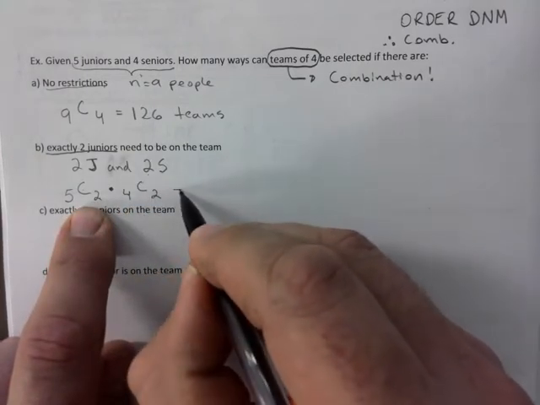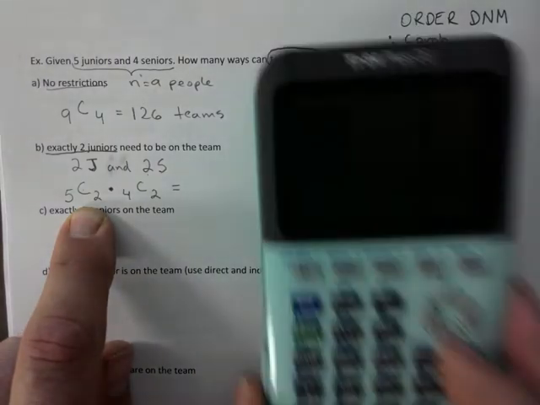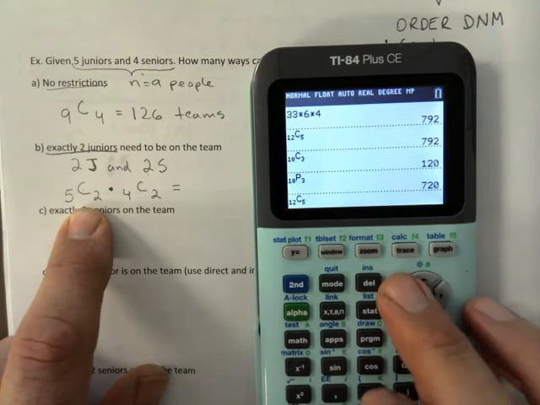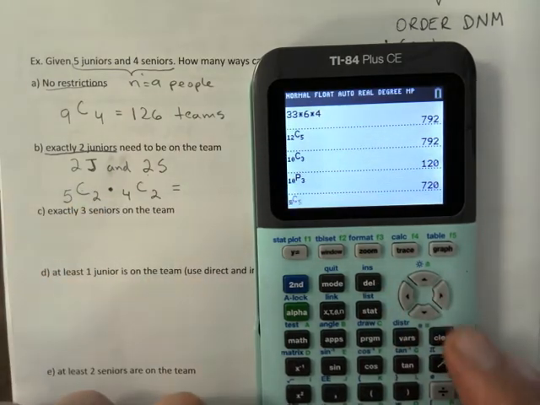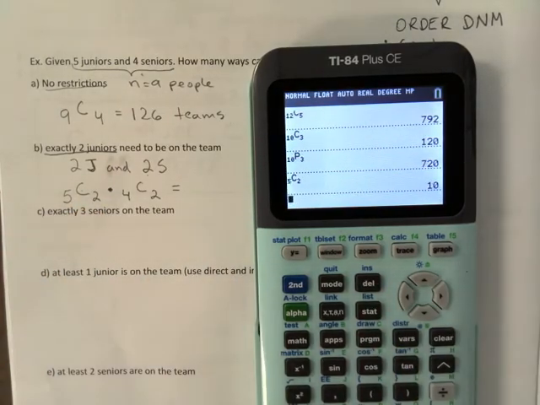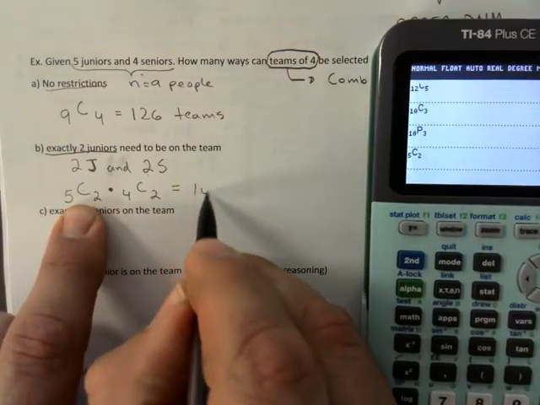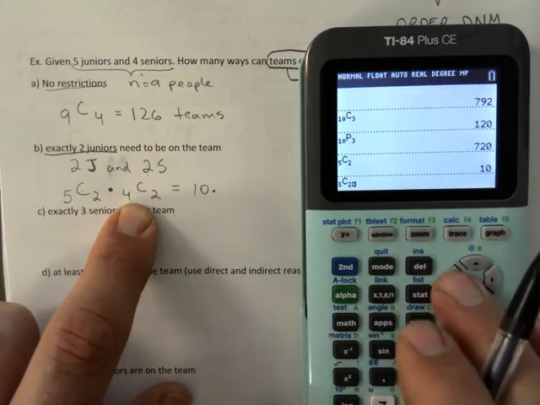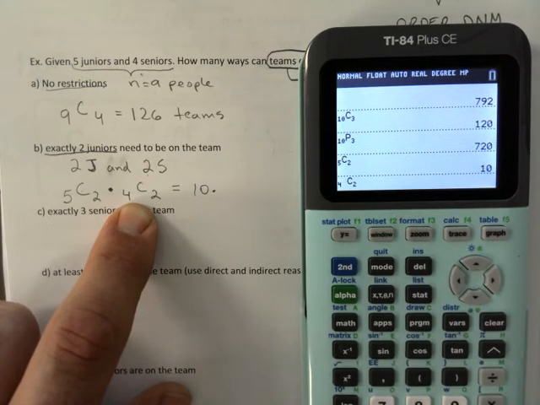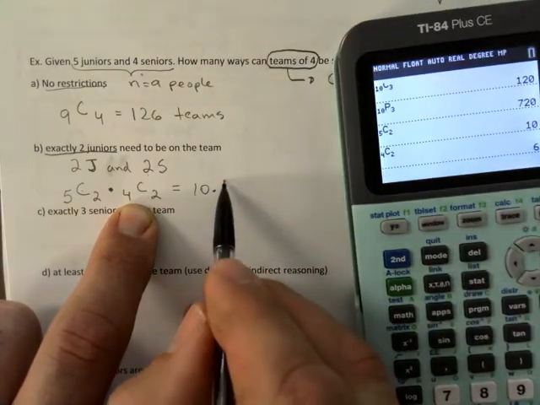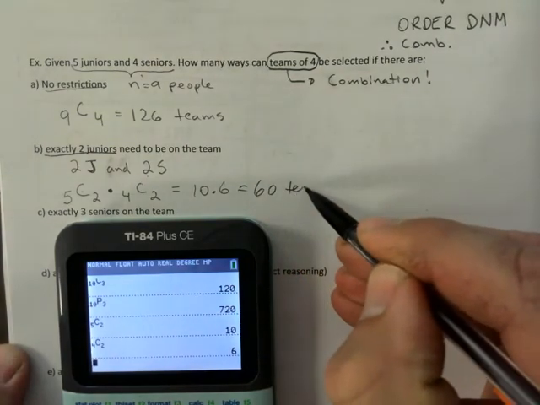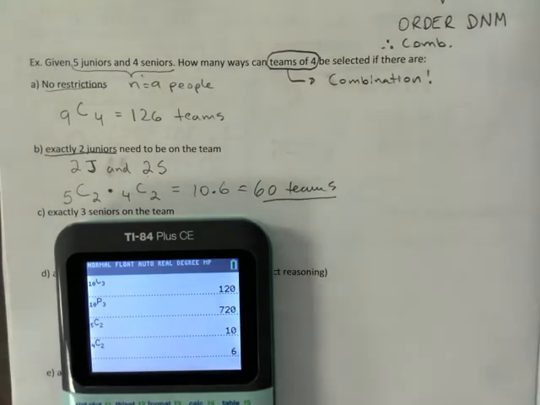Got it? So let's do a little bit of math here. You go click, click, click. I know the answer, I have it right here, but 5 choose 2 is 10, so I'm going to go 10 times. You'll go copy, because I need you to know how to do this quickly or you're going to run out of time. 4 choose 2 is 6. So there are 60 teams that can be made with exactly 2 juniors.